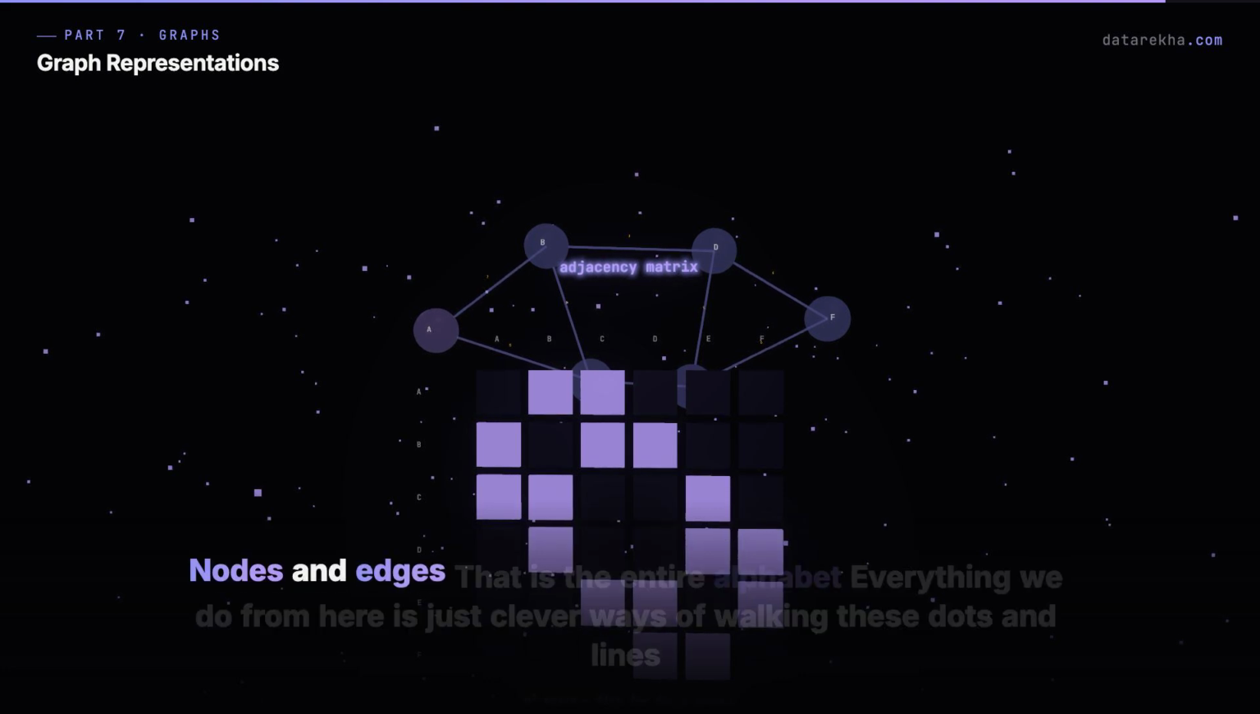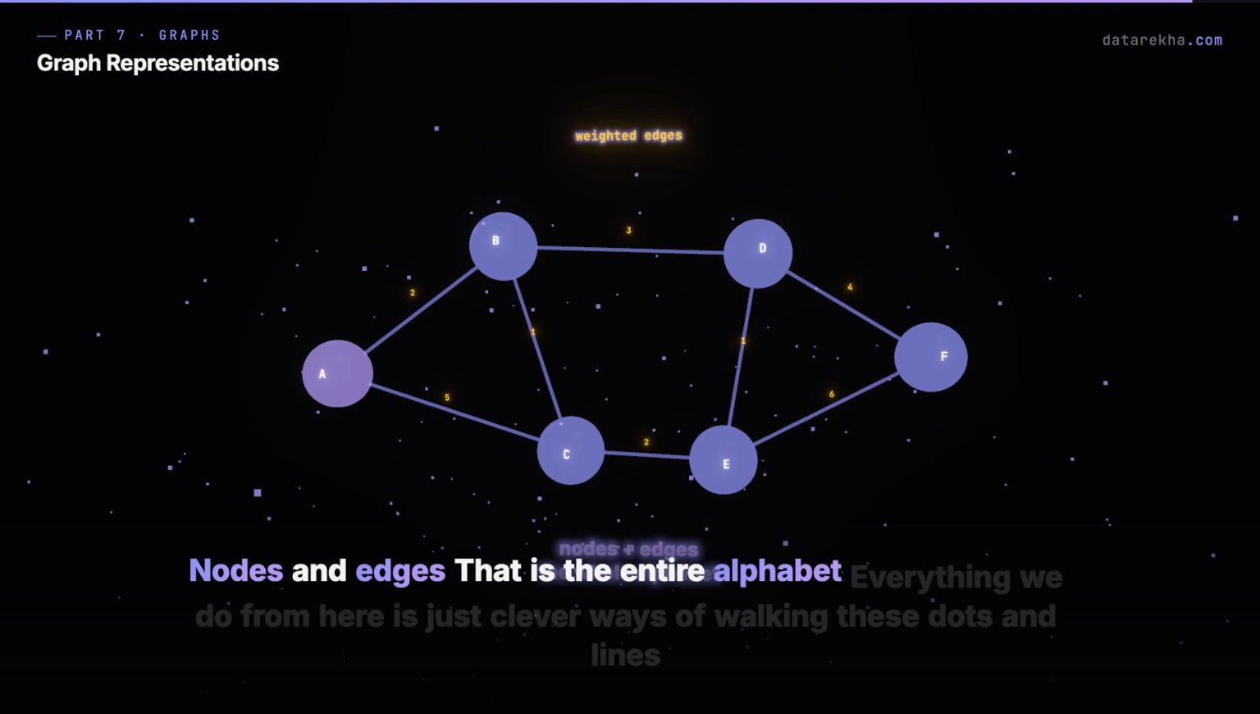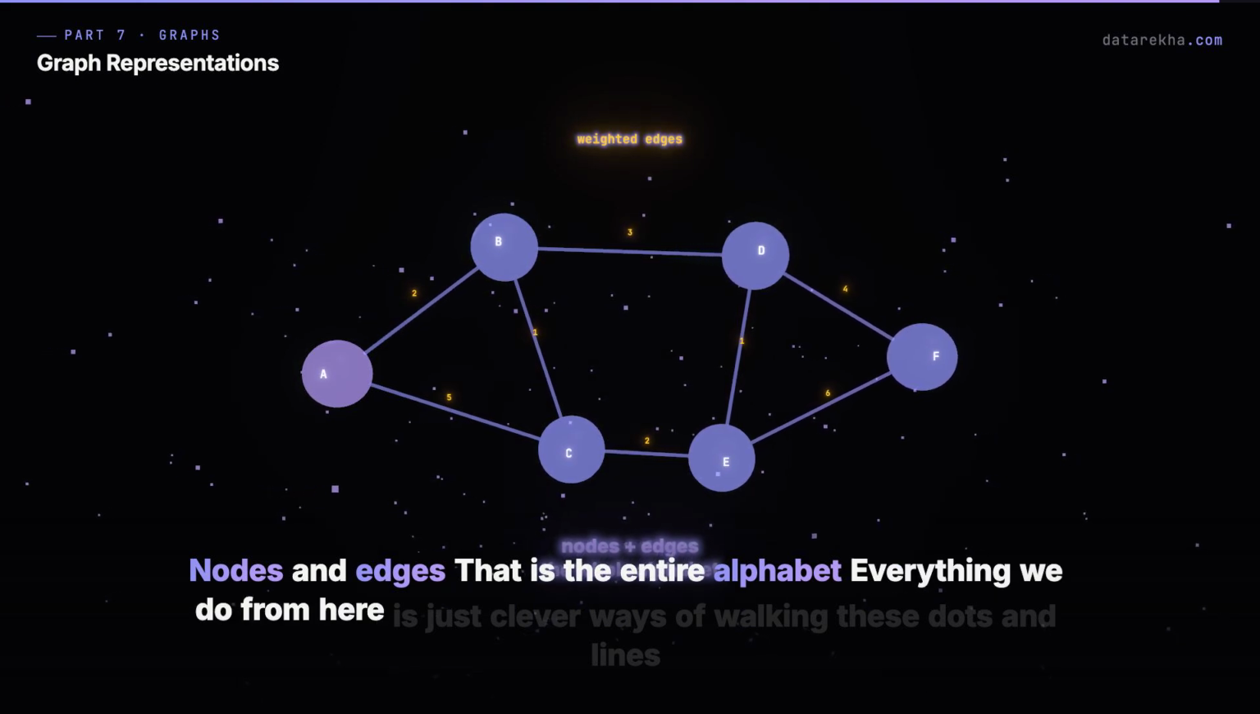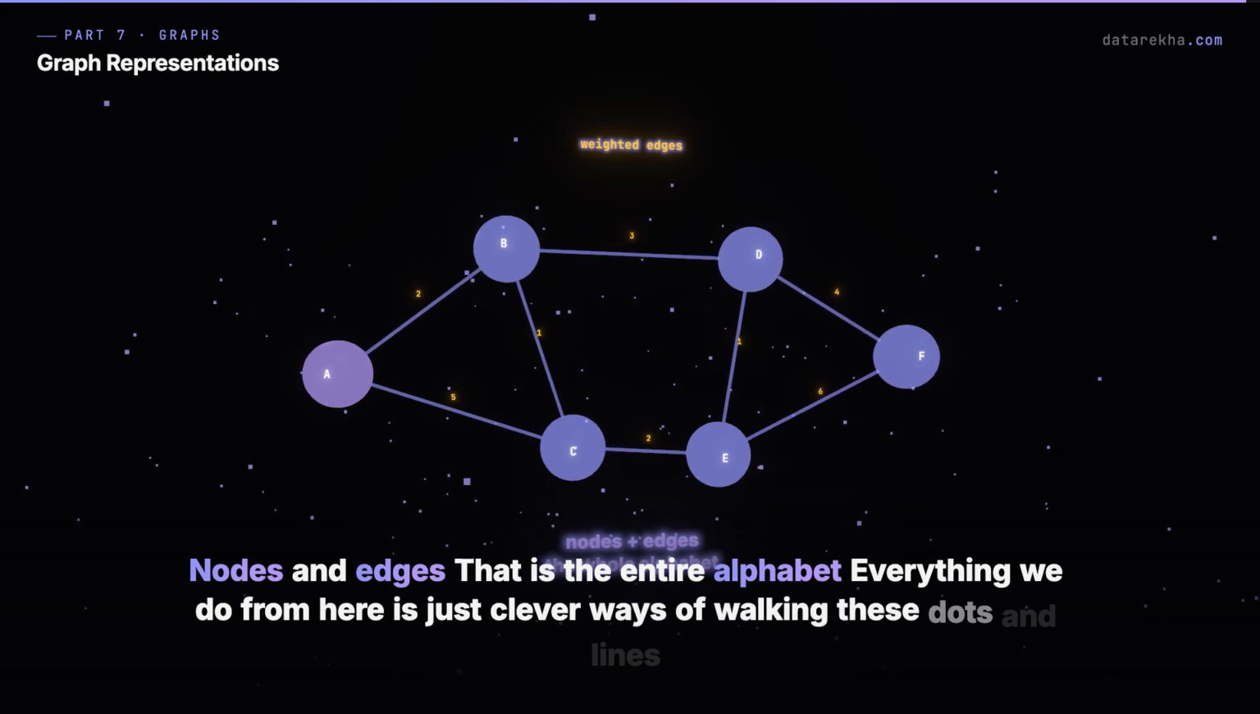Nodes and edges. That is the entire alphabet. Everything we do from here is just clever ways of walking these dots and lines.